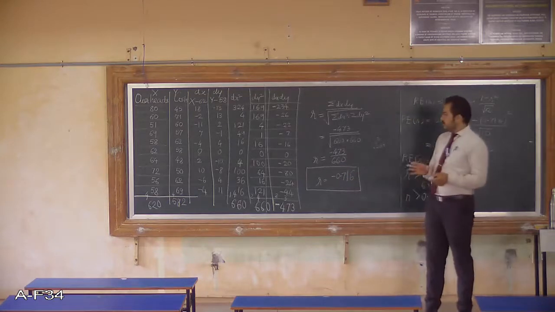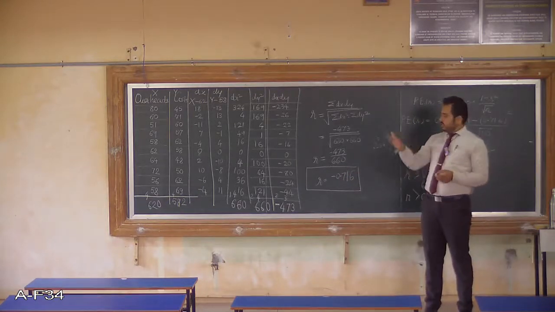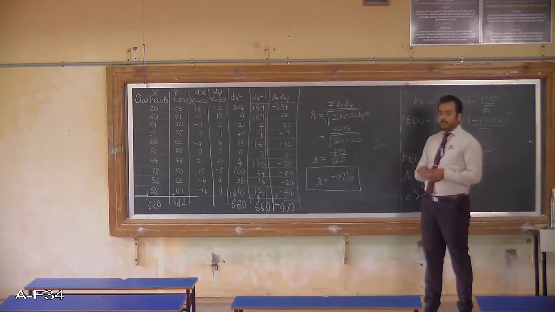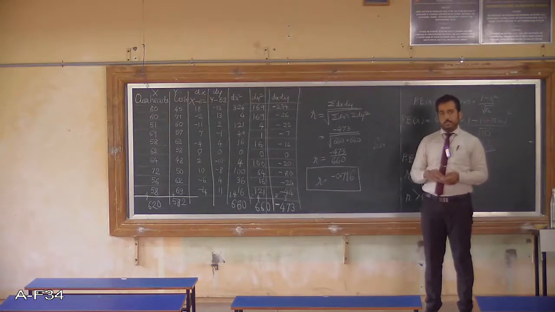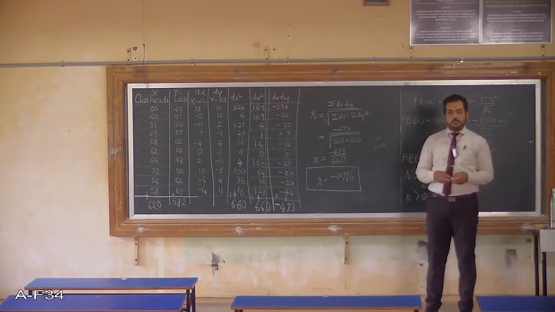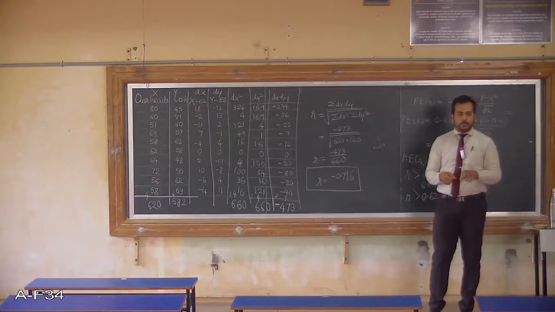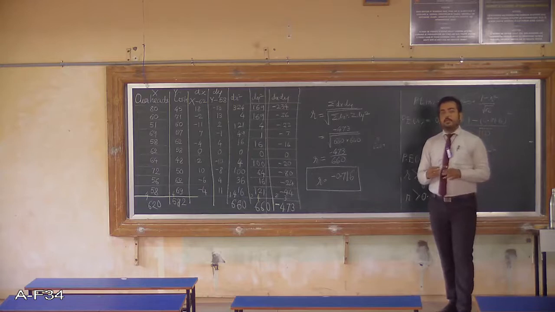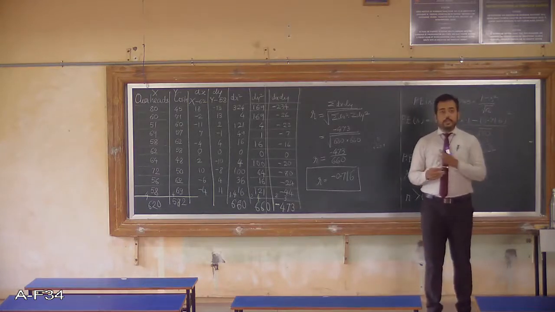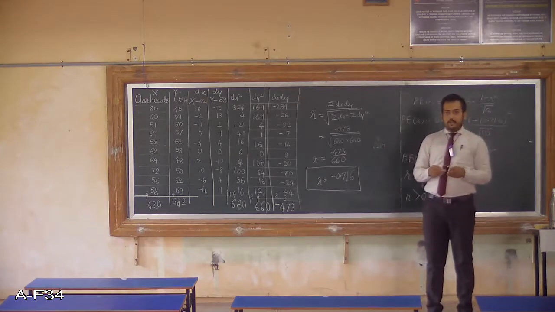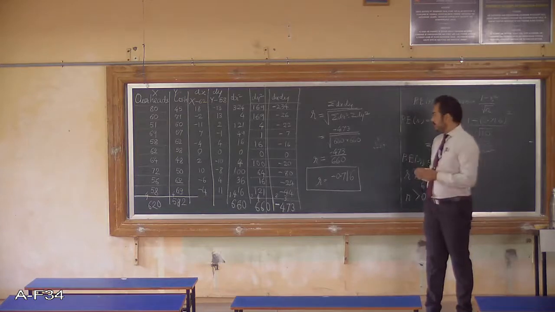So hope you have understood this example. To calculate Karl Pearson's correlation coefficient, we have two methods. One is using dx dy, another method is using u and v. You can apply any method depending upon whether it is possible to reduce all the values by using any common factor.